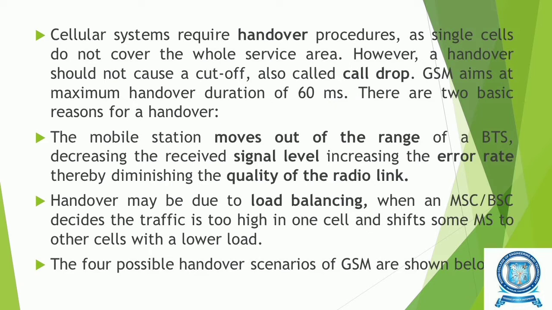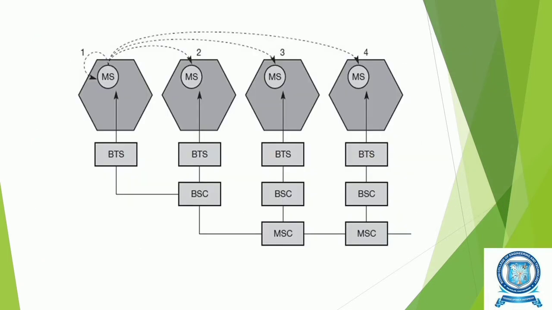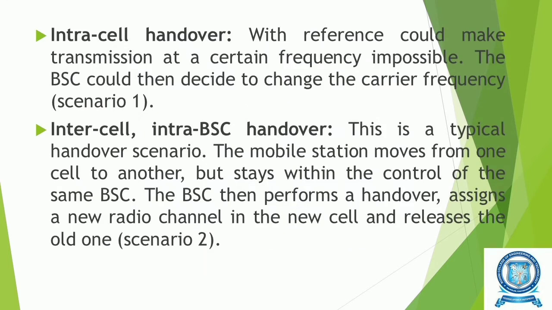The four possible handover scenarios of GSM are shown in the following diagram. This is the diagram which shows the four scenarios of the handovers. The first one is intra-cell handover. Interference could make the transmission at a certain frequency impossible. So the base station controller could then decide to change the carrier frequency in scenario 1.